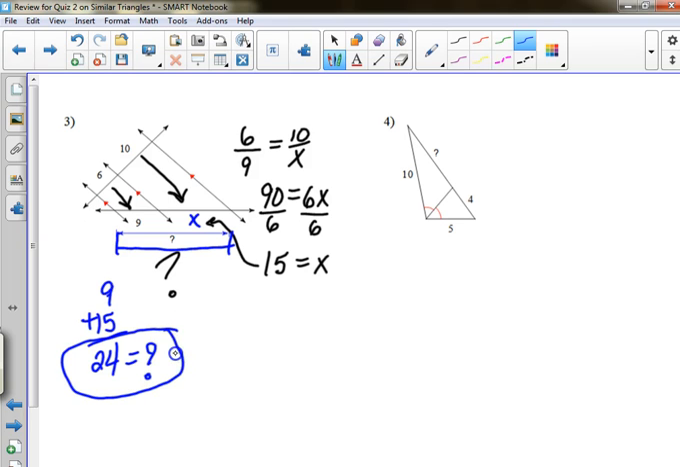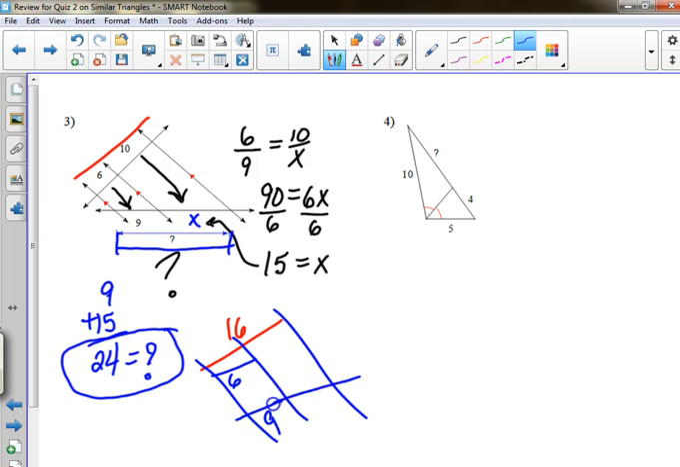All right. The alternate way to do that problem, guys, would have been to say the whole thing over here is 16, and there's a little piece here that's 6, and that little piece that's 6 matches up with a piece down here that's 9, in the same way that this whole thing down here was x. So you could have done 6 is to 9 as 16 is to x. And I get that 16 again by adding 10 plus 6.